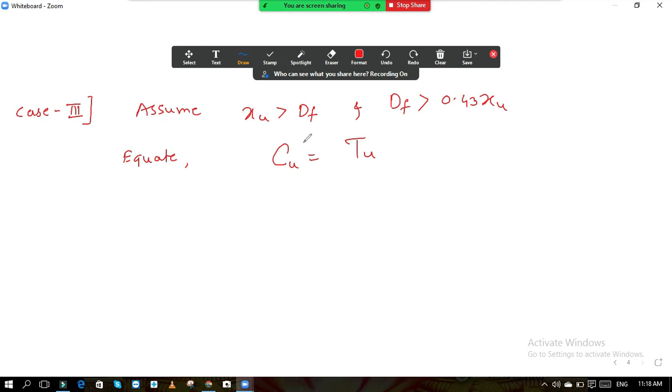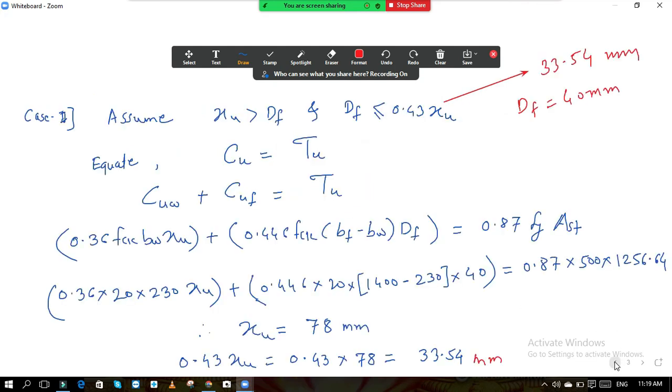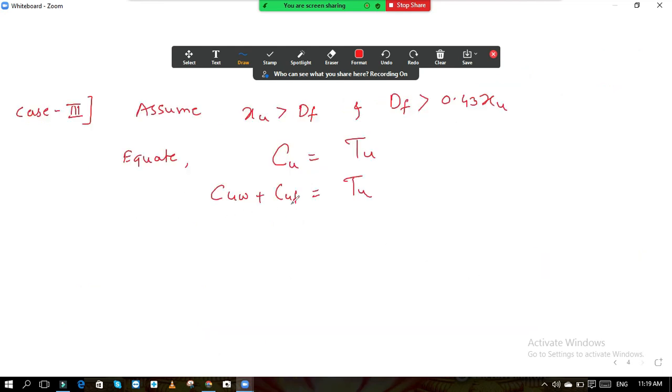Am I right? You will get the value of xu because, I am writing this for your understanding, it is cuw plus cuf, which is equal to tu. This is the formula for cuw. This is the formula for cuf. Okay, so here cuw plus cuf equal to tu.